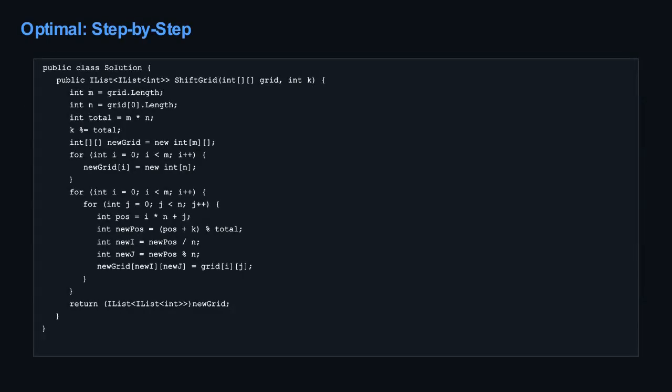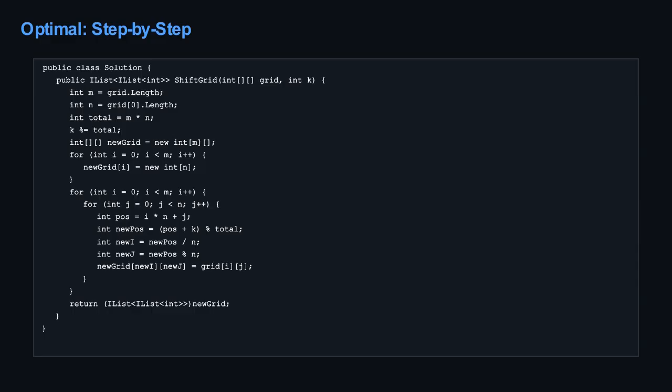Let's trace this with a 3x3 grid and a shift of k equals 1. The total elements are 9. We first reduce k modulo 9, so k remains 1. Consider the element at 0, 0, which is 1. Its 1D position is 0 times 3 plus 0, which is 0. Its new 1D position is 0 plus 1 modulo 9, which is 1. This maps to new row 1 divided by 3, which is 0, and new column 1 modulo 3, which is 1. So, 1 moves to 0, 1.